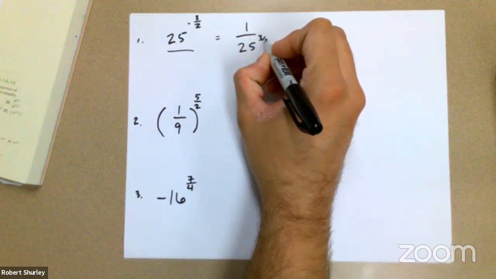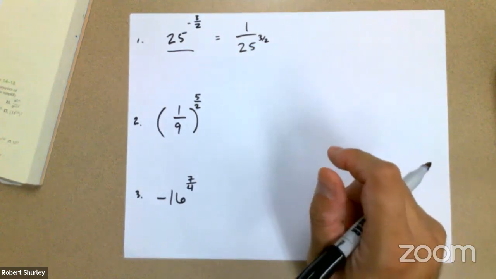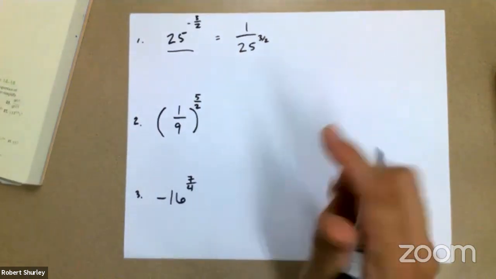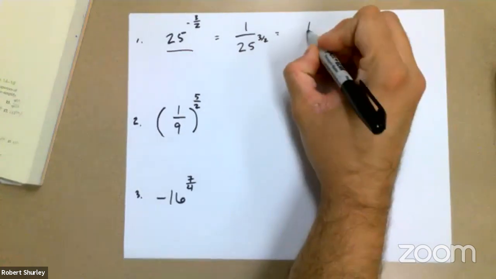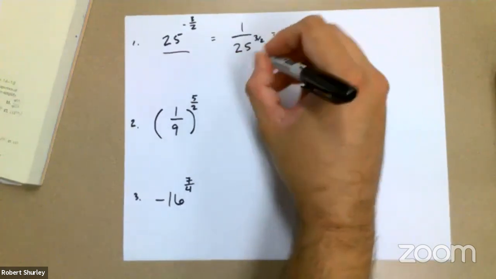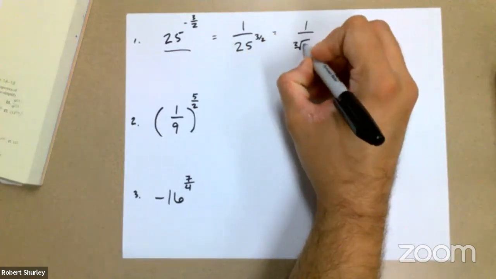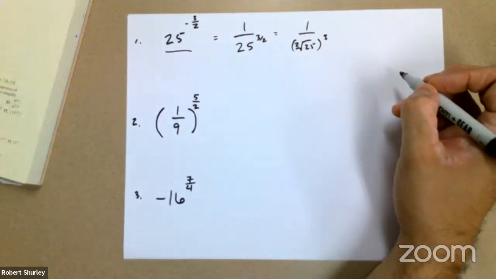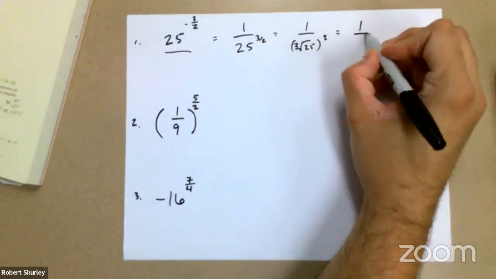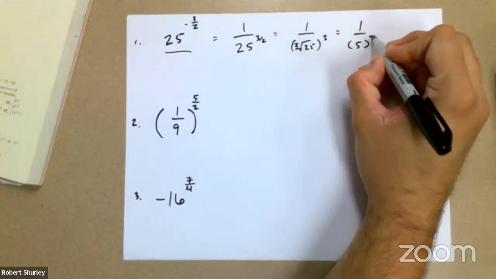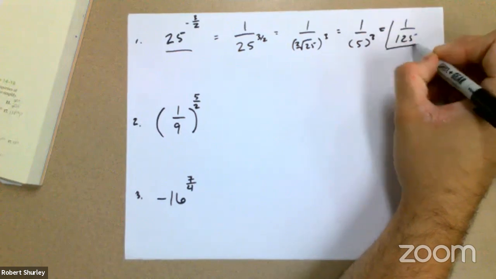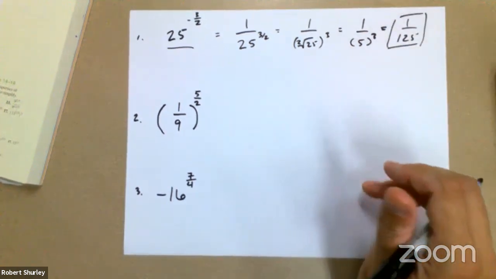Okay? Remember, if we have anything raised to a negative power, it means we put it in the denominator. And then we continue on with simplifying this thing. So it's going to be the square root of 25 raised to the third power. Okay? Right? So we wind up with 1 over 5 cubed. 5 cubed is 125. So 1 over 125.